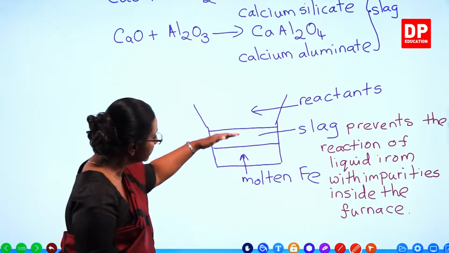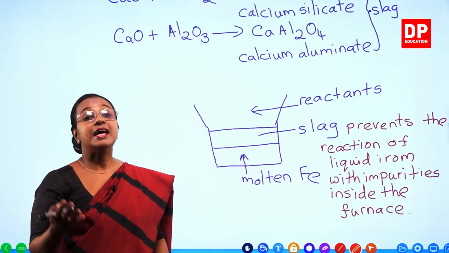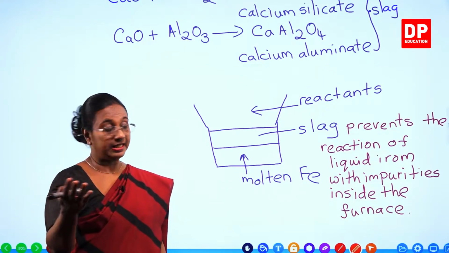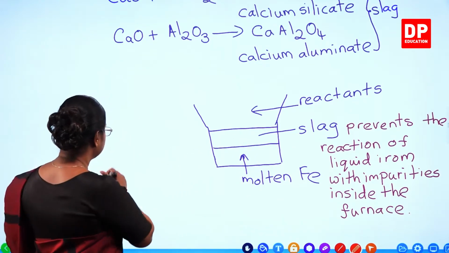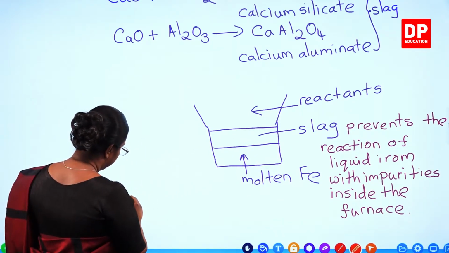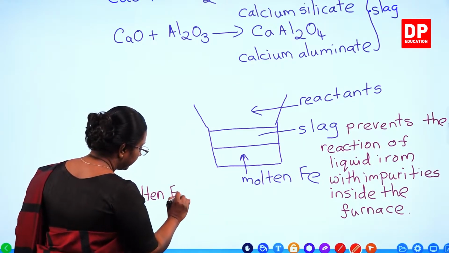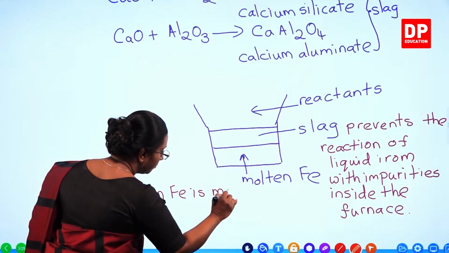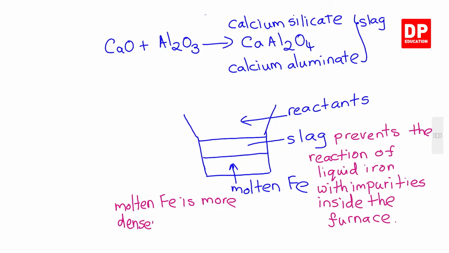So why does the molten iron go down and slag remain at the top? That is again due to density. Molten iron is more dense than slag. So that is another thing you have to remember. Molten iron is more dense than slag. That is why slag is above, molten iron is down.